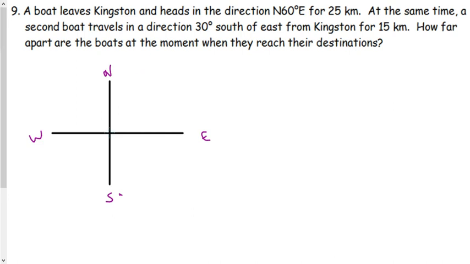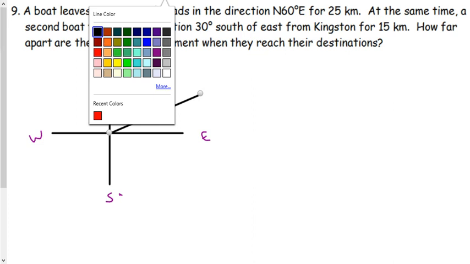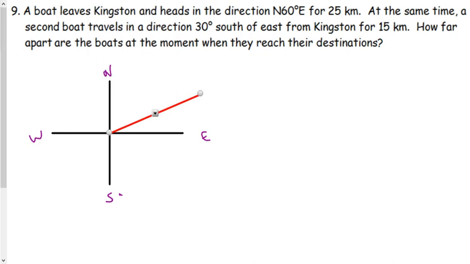So we're starting at Kingston. We're going to say that's here in the middle, and we're going to go 25 kilometers. And we're starting up here north, 60 degrees to the east. 90 degrees would be the whole way east, so 60 degrees is 2/3 of the way, so it's kind of like something like that, right? That looks about right. Let's turn this into a lovely vibrant red. I like that better.